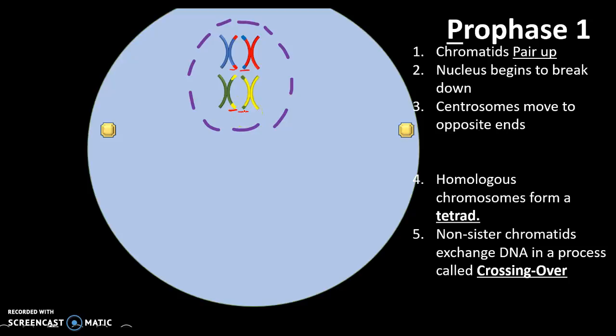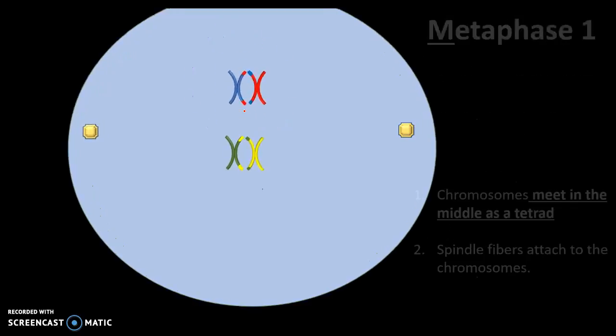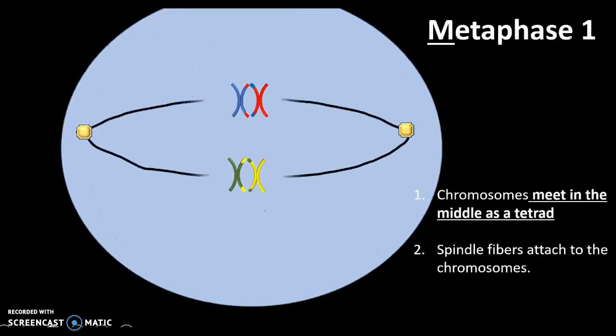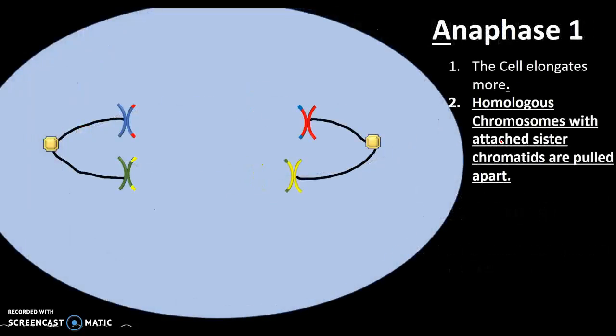When we go into metaphase 1, watch how this is slightly different than metaphase in mitosis. We have the tetrads lining up in the middle instead of as a single file line, because remember, in mitosis, the chromosomes lined up straight down the middle. In meiosis, the tetrads are going to go to the middle. Spindle fibers attach. We go to anaphase 1. Homologous chromosomes, those whole chromosomes, are pulled apart as the cell elongates.